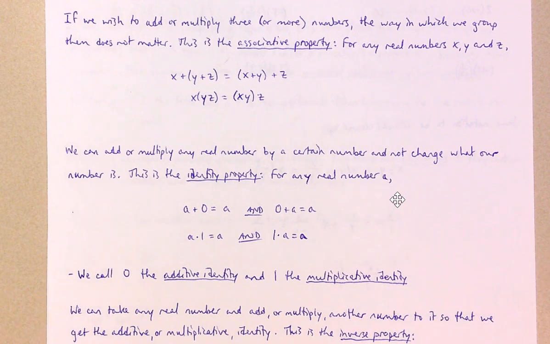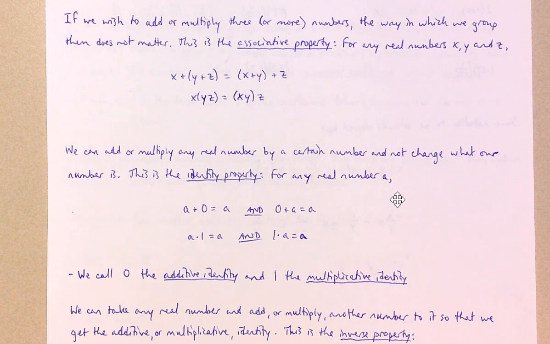When it comes to adding or multiplying, we have a special number for each case so that when we add any real number by this certain special number, it doesn't change what we have. And then for multiplication, we can multiply any number by a certain special number such that it doesn't change what we have. And this property, that there is some certain number that whether we add or multiply, it doesn't change the real number that we started with, is called the identity property.